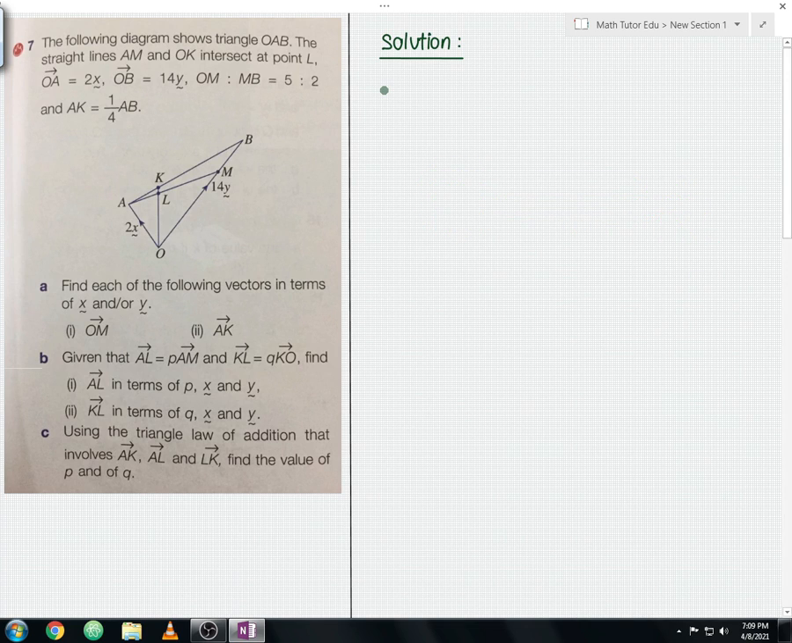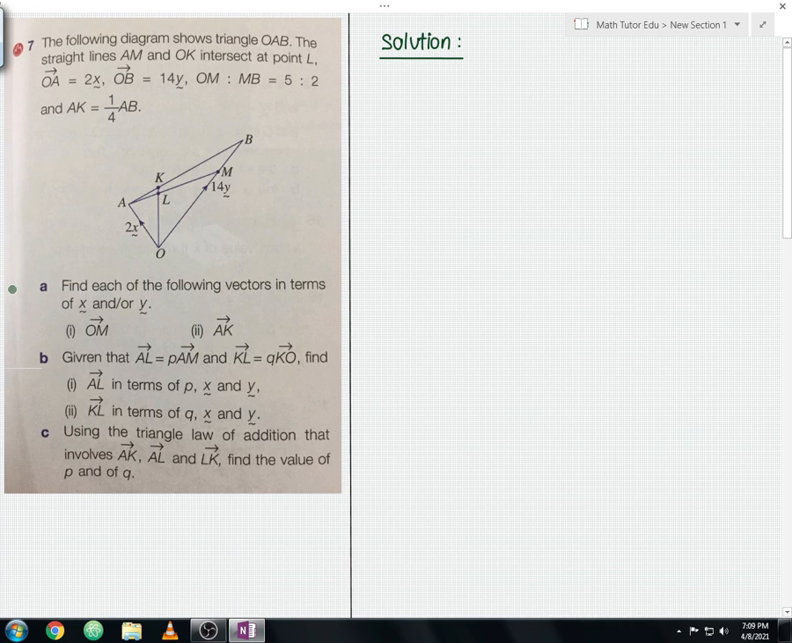Okay, let me read the question now. The following diagram shows triangle OAB. The straight lines AM and OK intersect at point L. Given that vector OA is equals to 2x, vector OB is equals to 14y, ratio of OM to MB equals 5:2 and AK is equals to 1 over 4 AB. Continue to read the question.